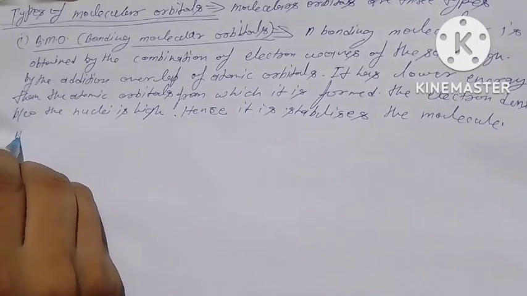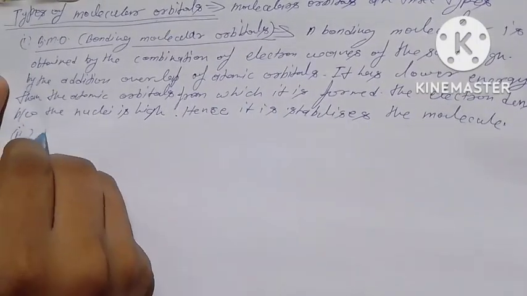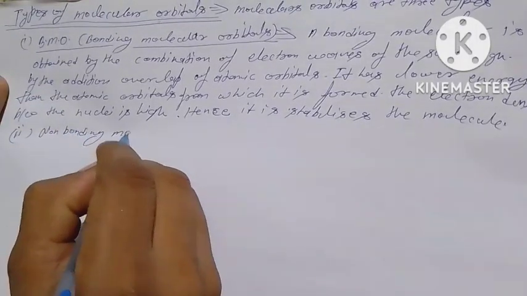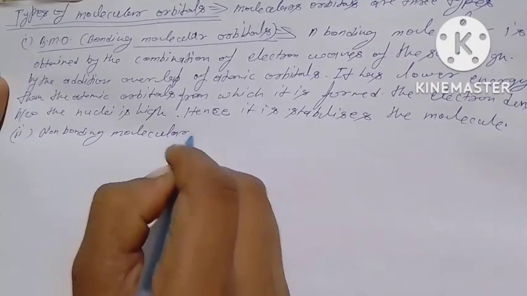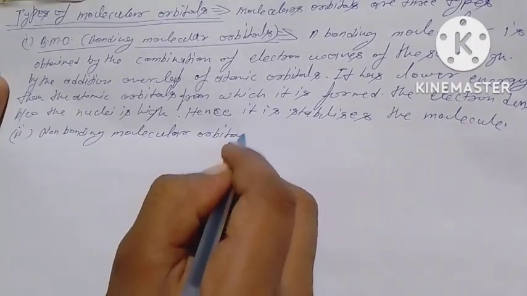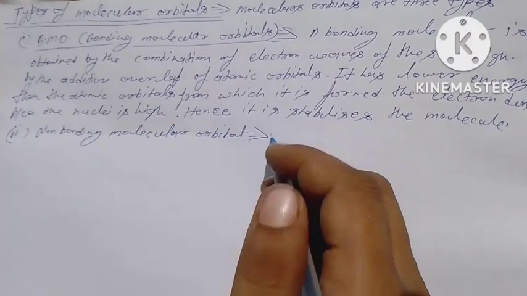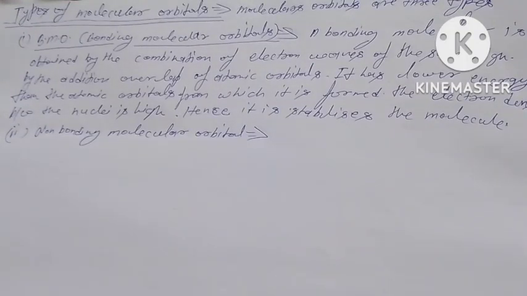Second, non-bonding molecular orbitals. Non-bonding molecular orbitals are orbitals which are inside the inner shell of atoms and do not participate in the formation of molecules. Non-bonding electrons do not participate in chemical bond formation. Hence, their presence does not affect the stability of the molecule. They remain unaffected, so their energy is also constant.